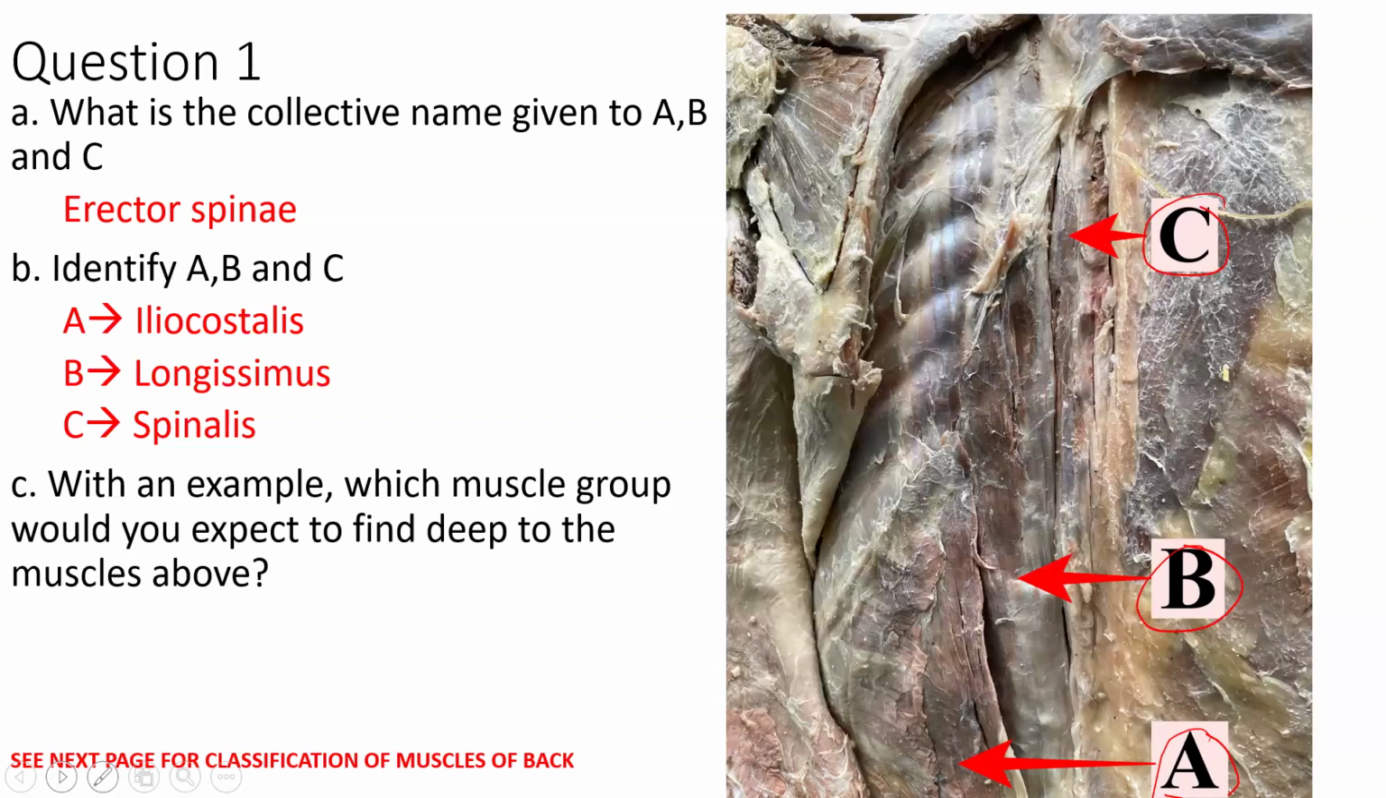Now, the erector spinae belongs to what is known as the intrinsic muscles of the back. The intrinsic muscles of the back are different from the extrinsic muscles of the back. Let me give you an example. The muscle latissimus dorsi is found in the back, but it inserts into the humerus. So it's not an intrinsic muscle of the back, okay?